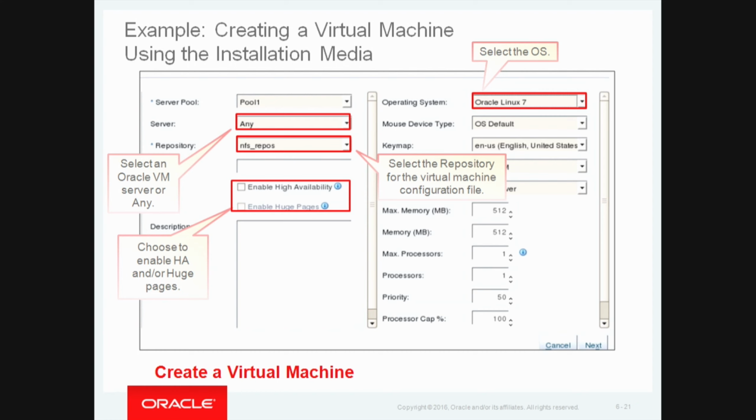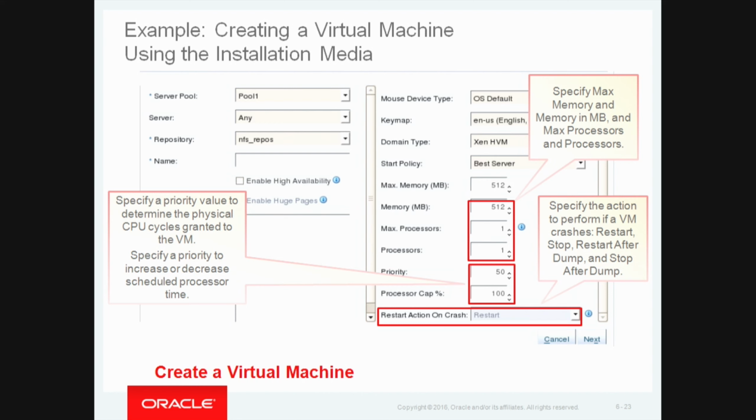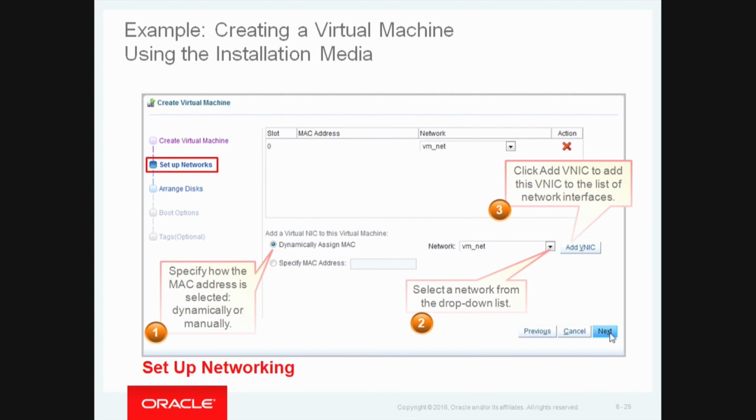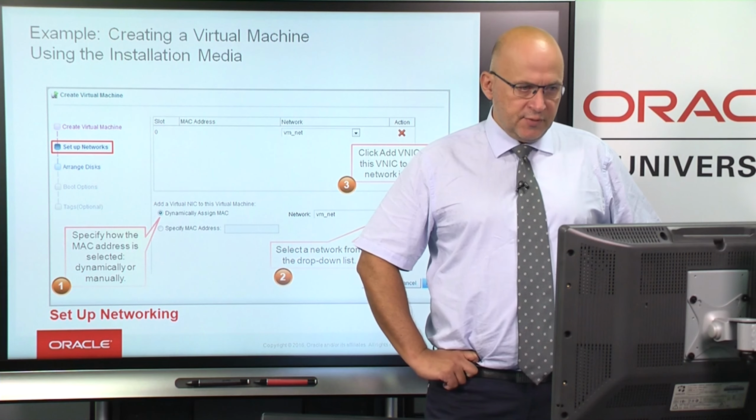So this VM can run on any Oracle VM Server in the pool. High availability and huge pages are not the key point. The most important thing is that you have to know exactly how you have to run or install your VM, HVM or PVM. Set the start policy to the best server of your pool, and then you have to say how much memory will be used, and some other configurations: giving the priority, how many processors, and the processor cap, which is the share of cycles that the system will use to run your servers.